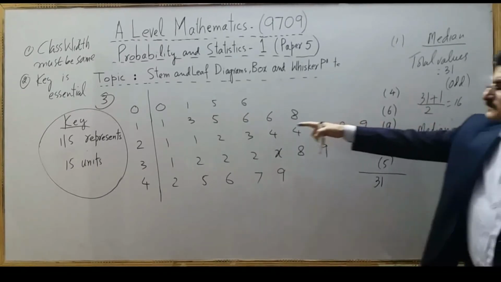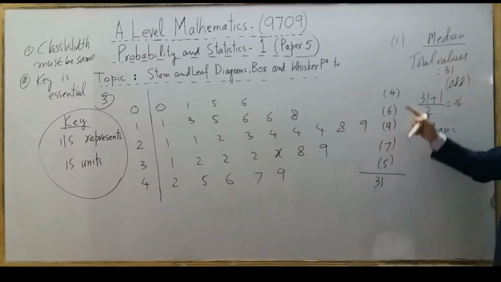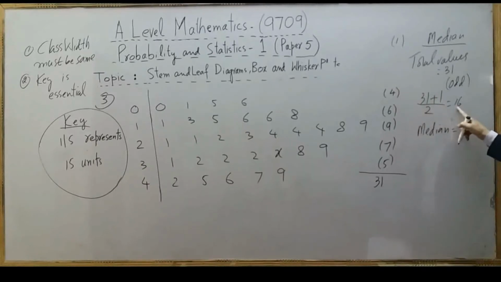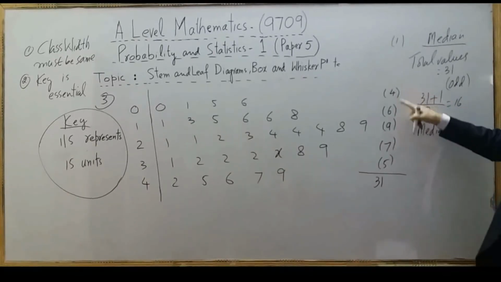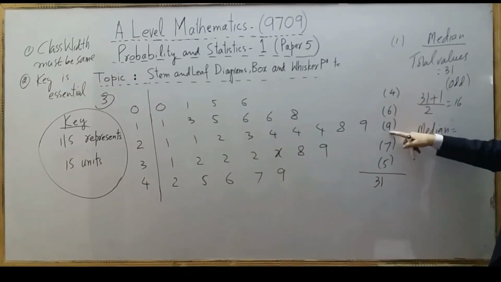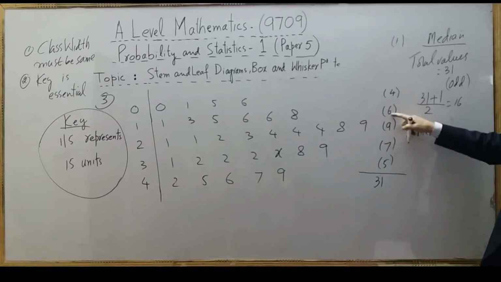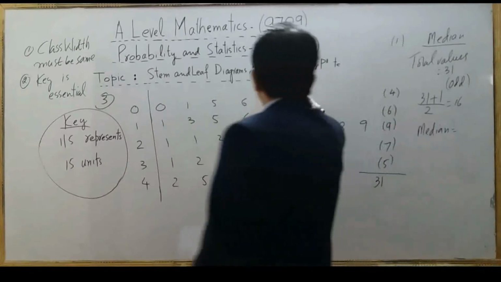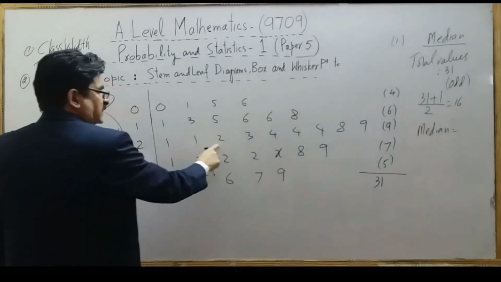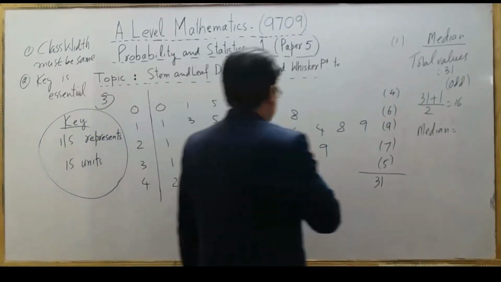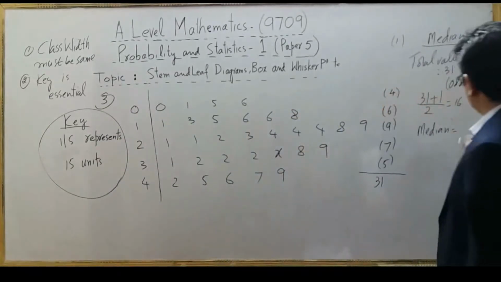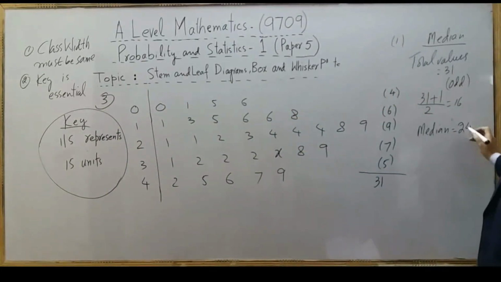Instead of going into this table, you can reach the 16th value from here. 4 plus 6 is 10. Then you have 9, meaning 19 values. So after 10, we start the 11th value: 11, 12, 13, 14, 15 and 16. So the 16th value is 24, so your median is 24.